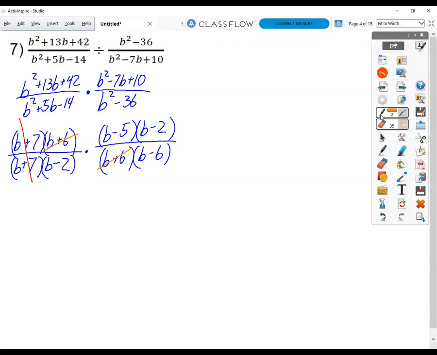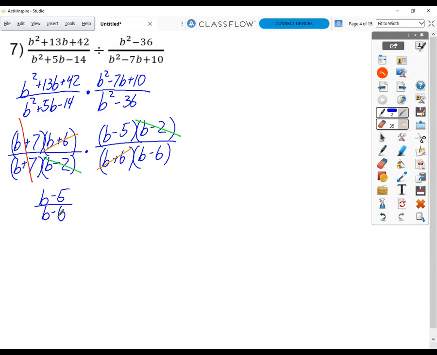I have a b minus 5. I do not have a b minus 5 in the other numerator, but I do have a b minus 2 and a b minus 2. Meaning what's left is b minus 5 over b minus 6.